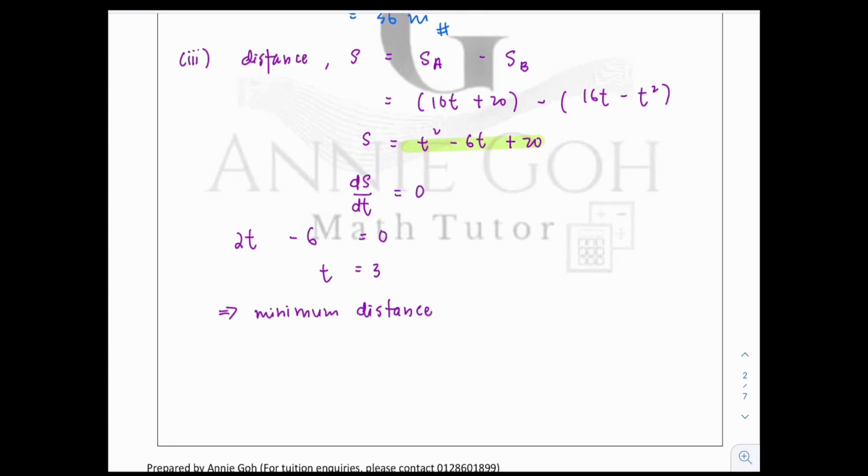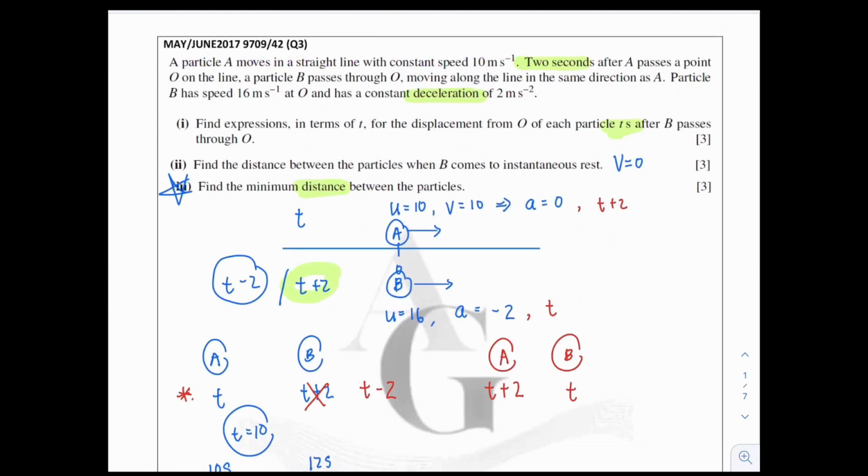Let's try to do this together. You need to substitute the 3, it becomes 3 squared minus 6 times 3 plus 20. And therefore, the final answer is 11 meters, which is the minimum distance between the two particles. This is how we solve this tricky question. That's all for this video. Thank you.